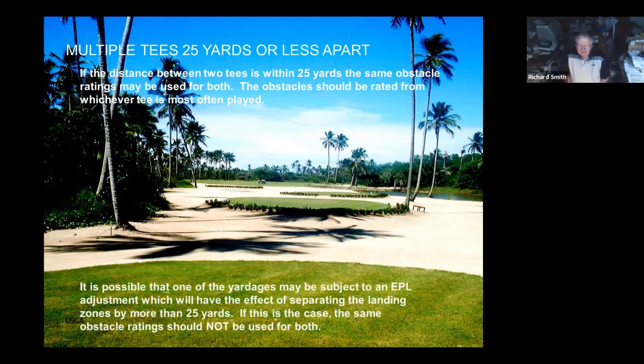However, it's possible that one or more of the yardages may be subject to effective playing length adjustment. And if that results in them no longer having an effective playing length within 25 yards of one another, you should not use the same set of obstacle values. They should be rated separately.